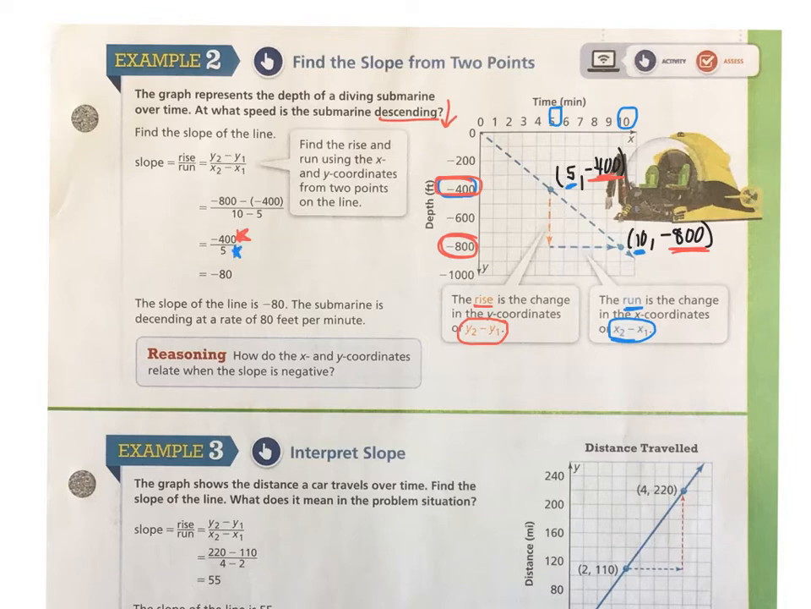minutes. Negative 400 divided by 5 is negative 80. So the slope of that line is a negative value. It indicates that it is descending or still going down at a rate of 80 feet per minute. So that slope still tells us about the unit rate.